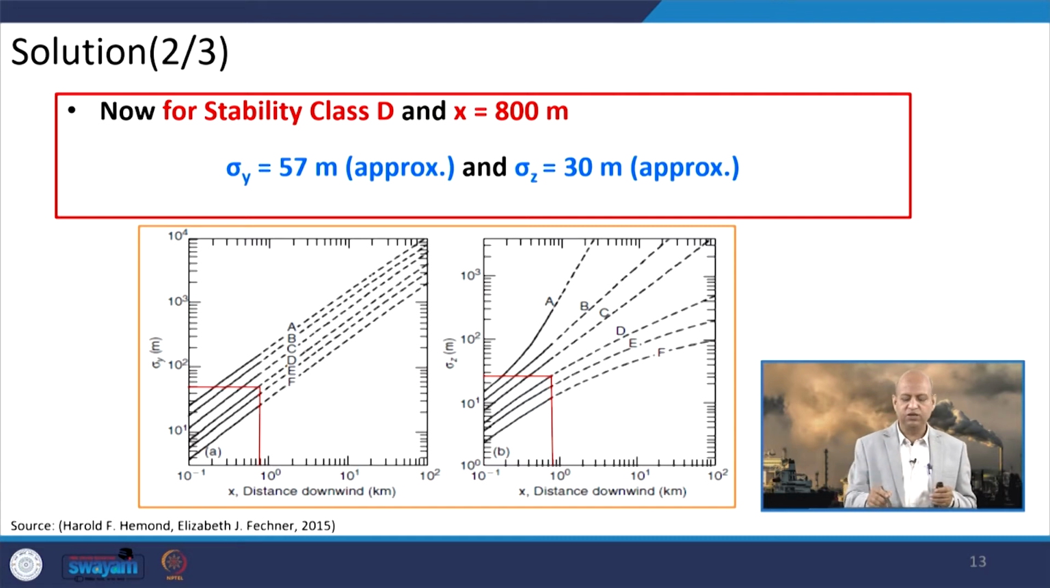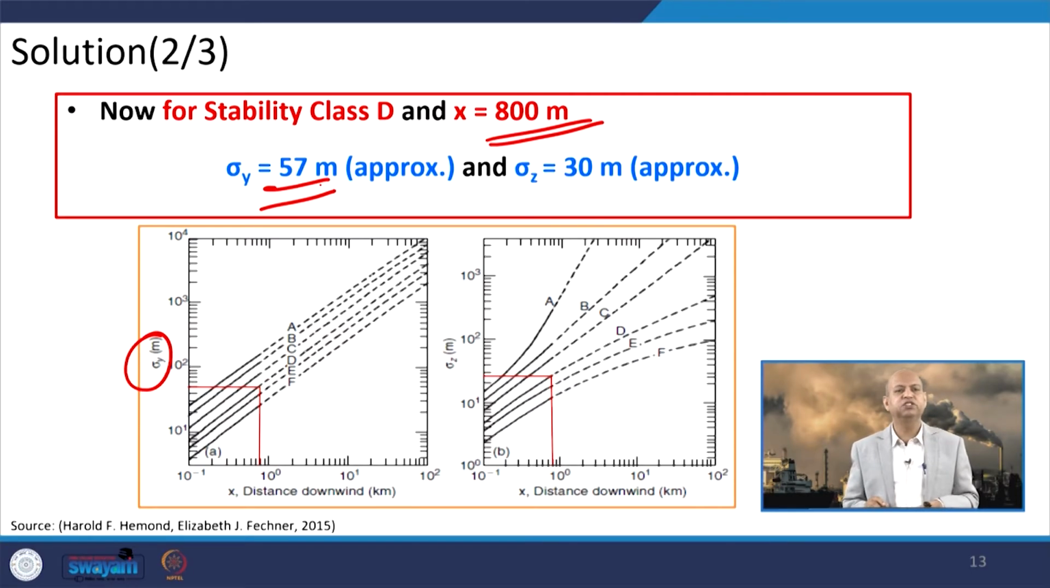The distance is given, 800 meter, and concentration is given. For 800 meter we need to have sigma y and sigma z. So, we selected 800 meter on the x axis, we went up to the D curve and we went to the left side to calculate sigma y, which is around 57 meter.